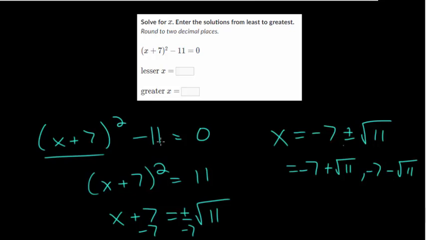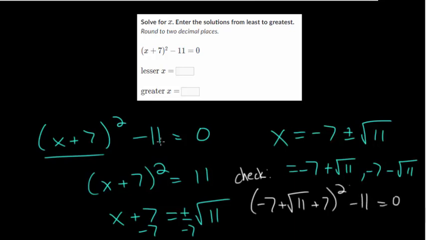So we're going to plug in for x this minus 7 plus root 11. So let me just write it. We are checking here. We have minus 7 plus root 11, and then plus 7, and we'll square it, and then minus 11 is 0. So the minus 7 and the positive 7 cancel, and you just get the square root of 11, and we're squaring that. And the square root and the square are going to cancel each other. And so you just get 11 here, and taking away 11 does get you back to 0. So these, or at least this one, is a valid solution.